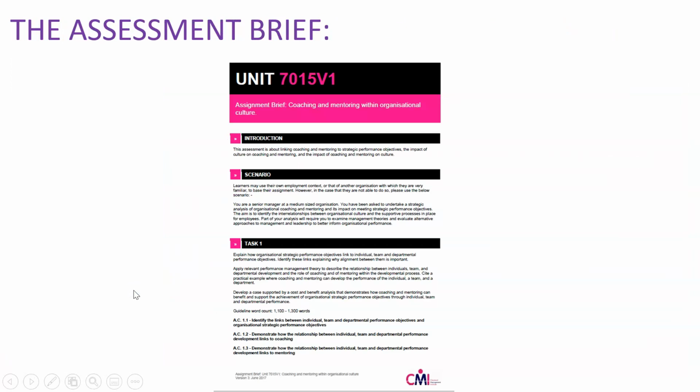The learning outcomes and the assessment criteria are organised into an assessment brief. This is to make it easier to address the assessment criteria. You may find that the assessment criteria from different learning outcomes are organised into one task, as they are with this assessment. It'd be really helpful to start your assessment with a brief overview of your organisational context, and this won't be included in your word count. If you don't have an organisation you can write about, you can use the scenario that's provided.